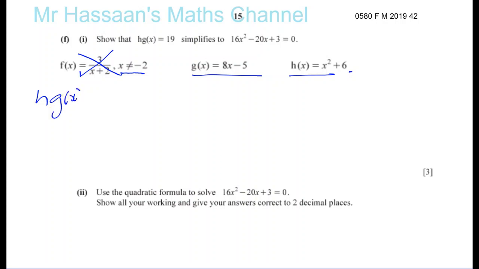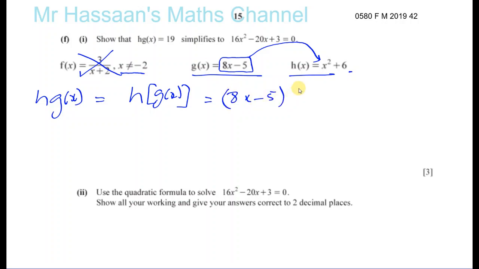h of g(x) means you take the function g of x and you replace the x in the function h by it. You substitute the function g(x) into h of x. So in h of g(x), this 8x minus 5 takes the place of the x in the x squared. So this is going to be 8x minus 5 squared, that's like your x squared, plus 6. That gives you 8x squared, which is 64x squared.